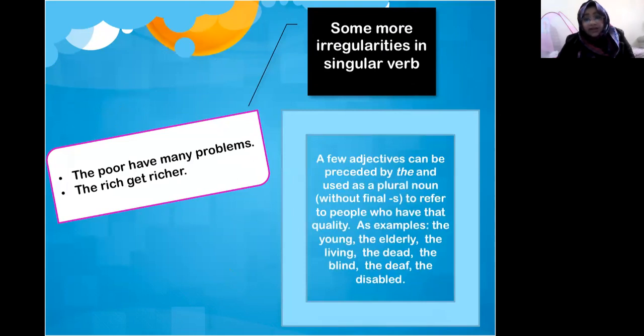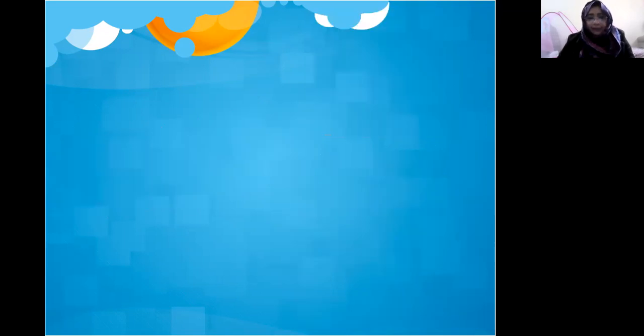A few adjectives can be preceded by the and used as a plural noun without final s to refer to people who have that quality. For example, the young, the elderly, the living, the dead, the blind, the deaf, the disabled. All these are such examples which require a plural verb, because in itself it is a plural noun without having s at the end.